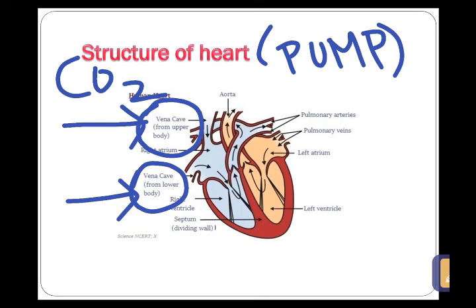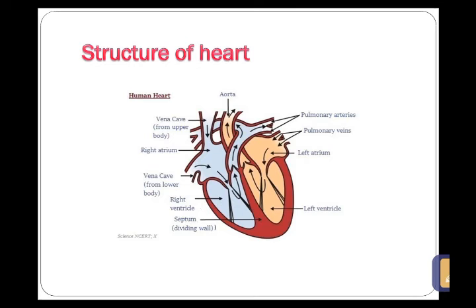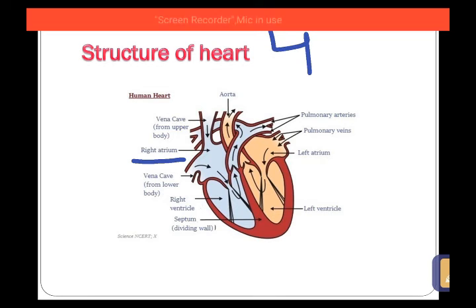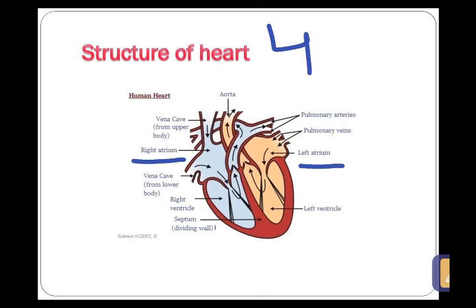Next we have right atrium. The upper chambers, our heart is 4 chambered. The upper chambers are called atrium. The atrium on the right side is called right atrium. The atrium on the left side is known as left atrium. So these are kind of rooms. We can say there are 4 rooms in a heart. So the upper rooms of the heart are called atrium, and on the right side it is right atrium, on the left side it is left atrium.